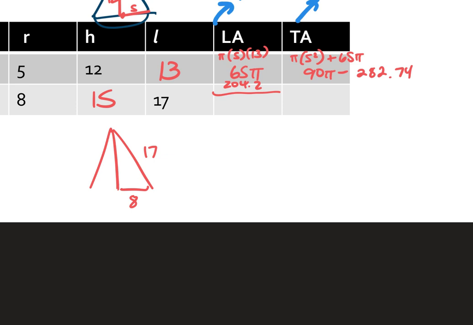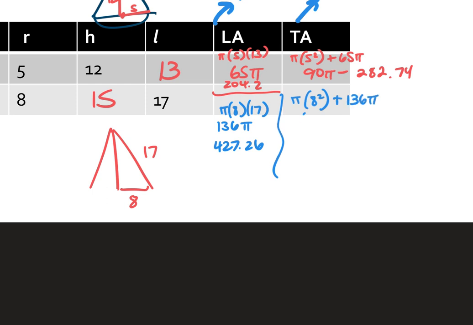Lateral area for the second one, pi times 8 times 17, which is 136 pi, which is 427.26. Good. Total area, pi 8 squared, so pi r squared plus 136 pi, 64 pi plus 136 pi, 200 pi, which is 628.32.